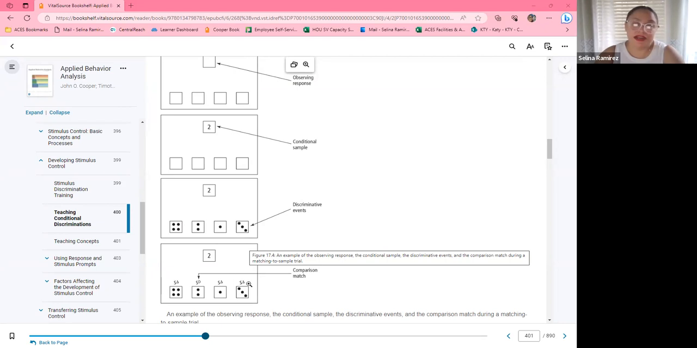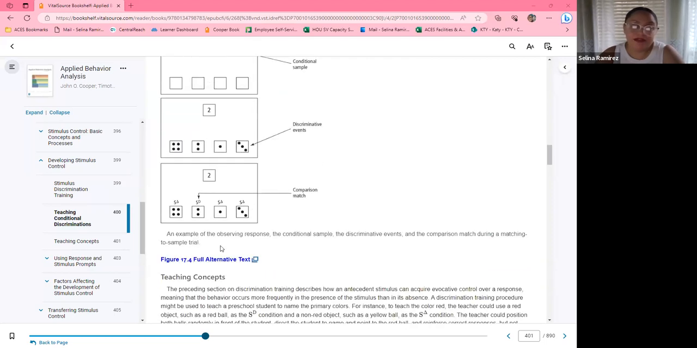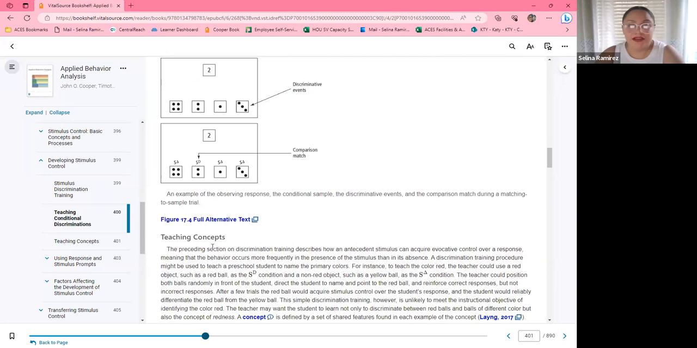And then which ones do not. In this situation, if he would select the 4, it would not get reinforcement. So that's an S delta. If he selects 1, it's not going to get reinforcement. If he selects 3, it's not going to get reinforcement. But if he selects 2, which is the comparison match, he's going to get access to that reinforcement. So depending on what it is, praise, or what are those little fishes that they love? Fish cracker.